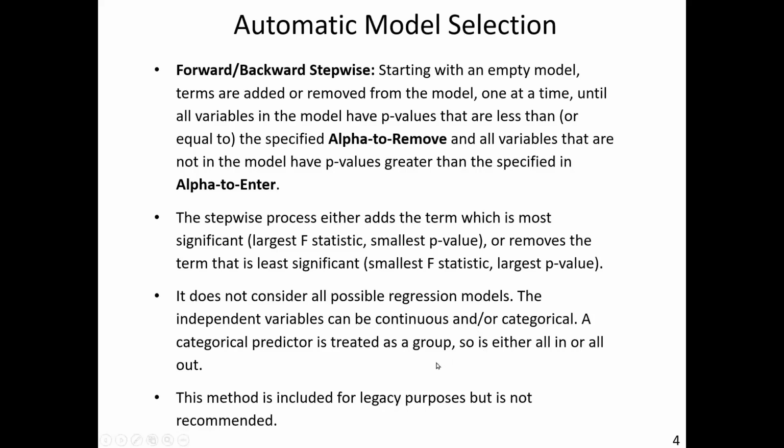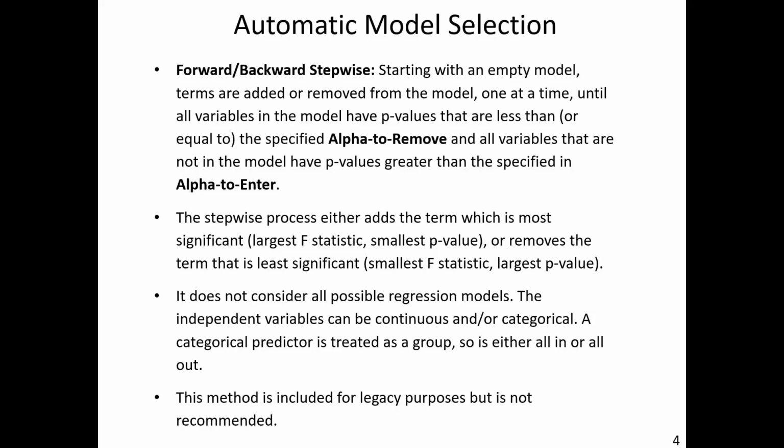Note that the independent variables can be continuous or categorical or both. If it is a categorical predictor, it is treated as a group. So it's either all in or all out. So if you have a 3-level categorical predictor like customer type, the automatic stepwise will consider all levels or none. In other words, the entire term is in the model or it is not in the model. And that actually reduces the number of possible combinations when we get to best subsets.